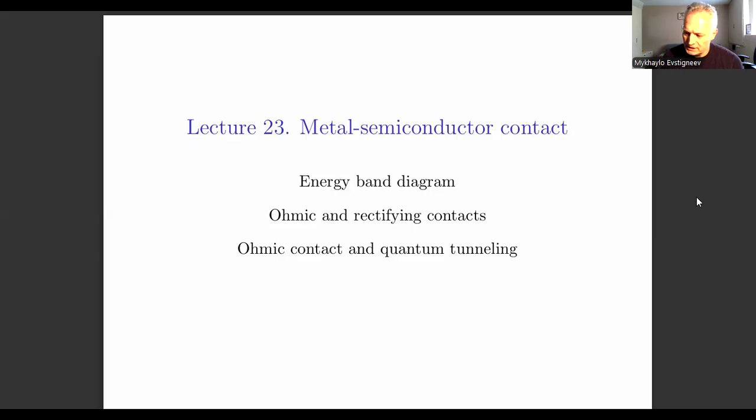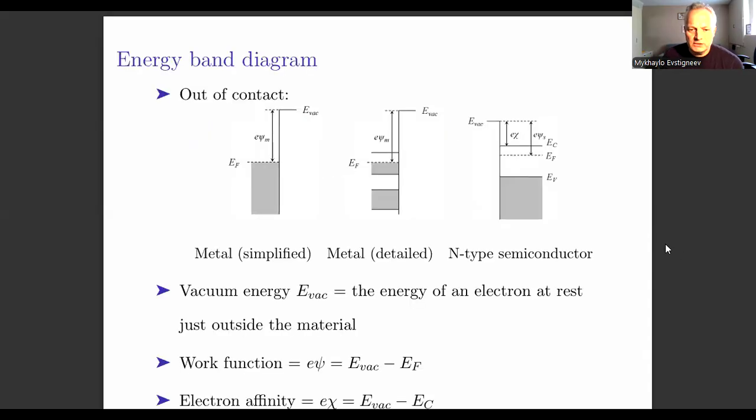So in the first lecture, I will show you how this energy band diagram tool can be used to analyze the metal semiconductor contact. I will discuss the two types of contacts, ohmic and rectifying contacts. And finally, I will show you what quantum tunneling is and how it can be used to produce an ohmic contact. So let's begin with the energy band diagrams.